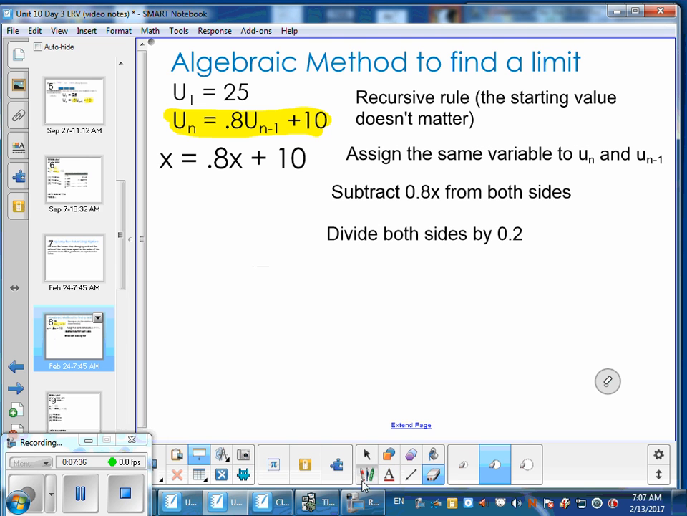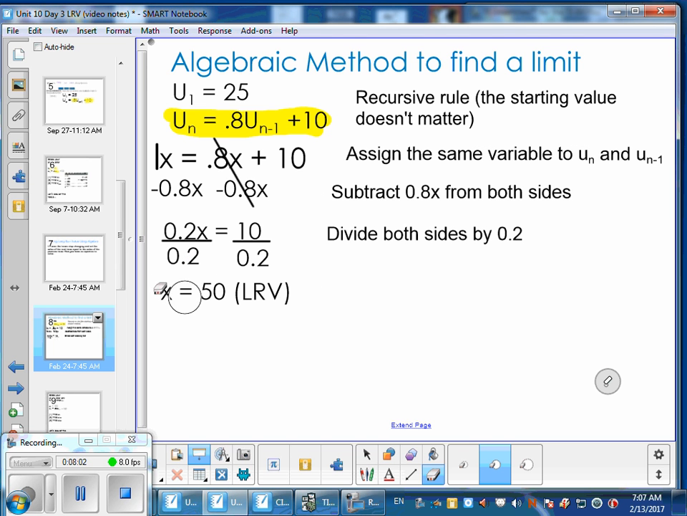And now I'm going to solve. The tricky part is many of you forget that this is really a 1x. Okay, so I'm going to subtract now 0.8x from both sides. Okay, these cancel out. And remember, this is a 1x over here, so I'm left with 0.2x equals 10. And then to finish solving, I'm just going to divide by 0.2, and I get my long run value of 50. So it just took a little bit of solving to get that, okay?